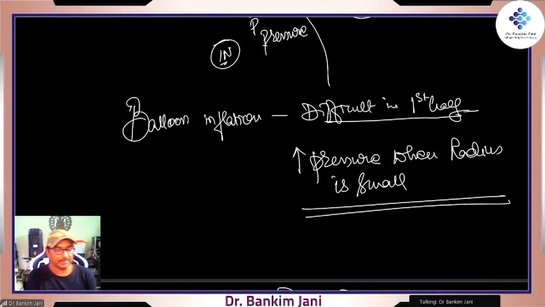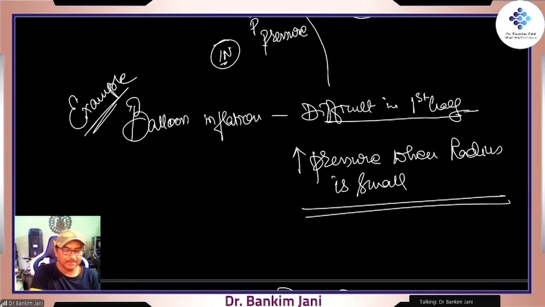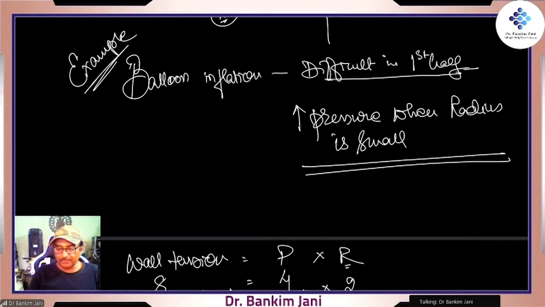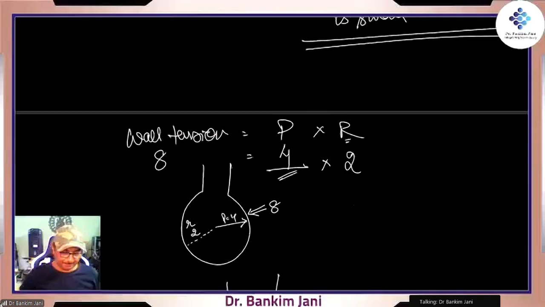Balloon inflation, right? This is one of the examples. In order to understand this part, take a balloon and try to inflate it. Initially, you'll find that it is more difficult, but once it starts expanding, it becomes much easier. The point over here is that it is the radius which is important. So increase pressure when the radius is small. When the balloon is small, you blow with more power, and then it starts getting expanded. Then you can decrease the power.